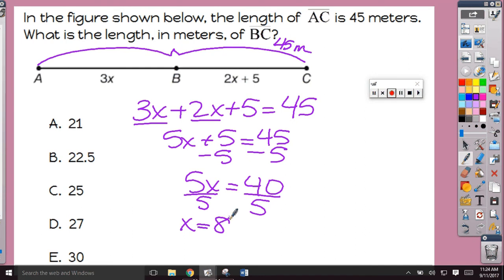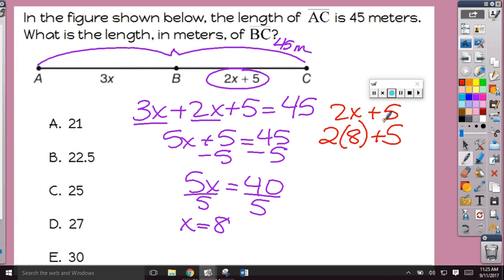Okay, but did we say we were solving for x? No, we said we were solving for BC, which is 2x plus 5. So I need to put in the value of 8 wherever I see an x. Remember, variables are just placeholders. The placeholder doesn't need to be there anymore, right? So now I replace it with 8, because originally it was 2x plus 5. Y'all with me? Okay, so 2 times 8 is 16, and then 16 plus 5 is 21, which is answer A.